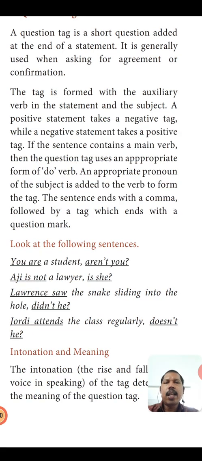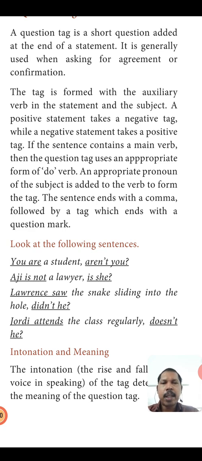It is generally used when asking for agreement or confirmation. It is not just asking a question, it is only for asking for agreement or confirmation. The tag is formed with the auxiliary verb in the statement and the subject. Auxiliary verb means helping verb. So one helping verb will be there in the statement. From the statement only it is taken, and the subject. And the personal pronoun form of the subject is used in the question tag.